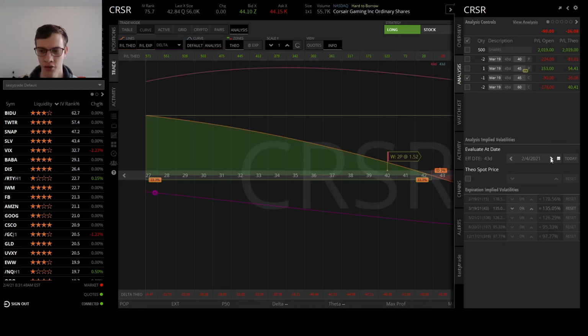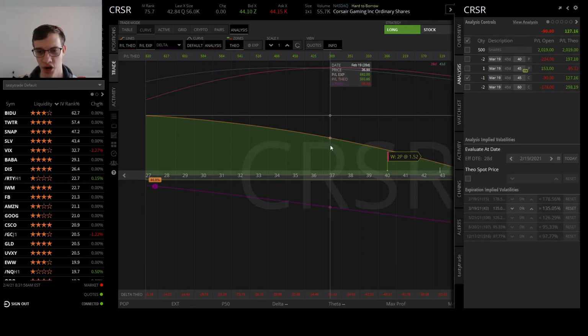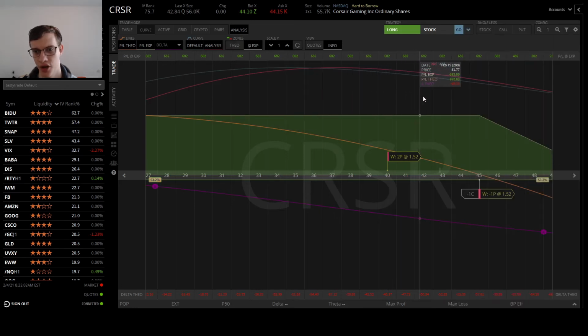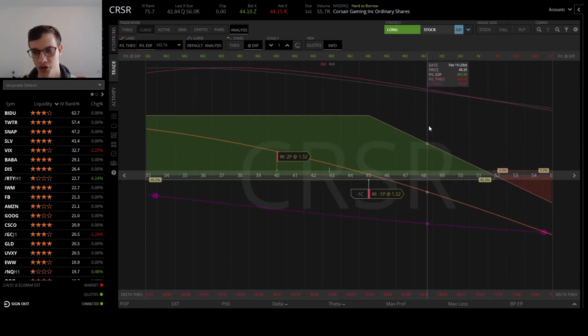If we go tomorrow, you see that graph moved a little bit. If we fast forward a week or 2 weeks, you see the profit graph moving. Eventually, as it gets to expiration, it will start to resemble the profit graph at expiration. This is the inner magic of selling options right here. This is our profit graph at expiration.